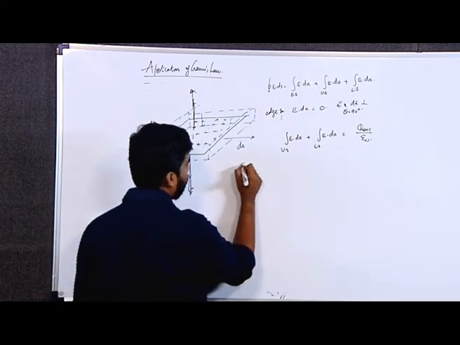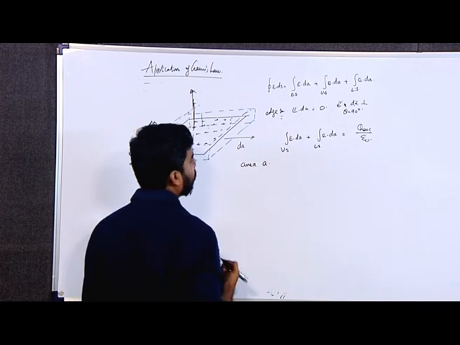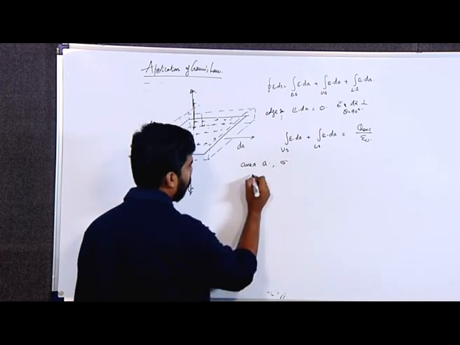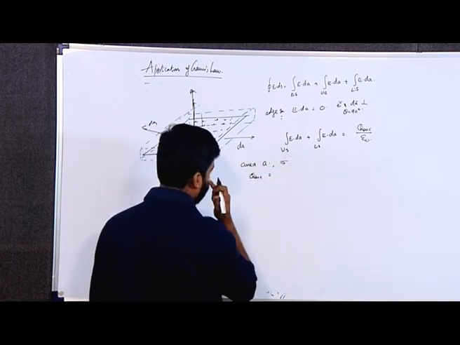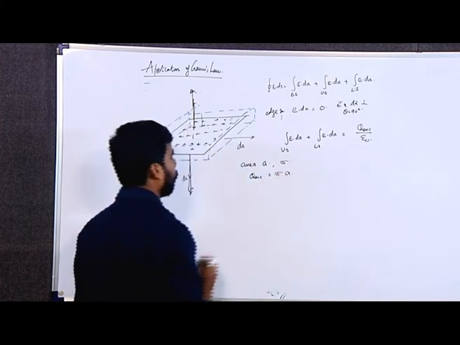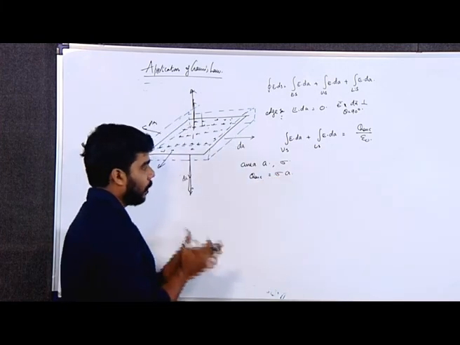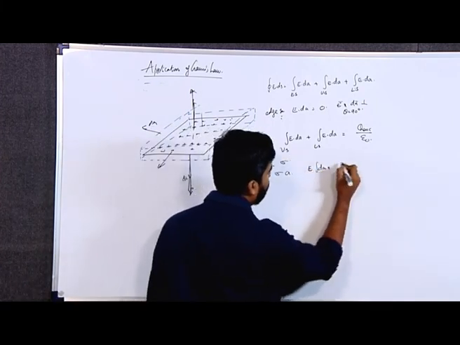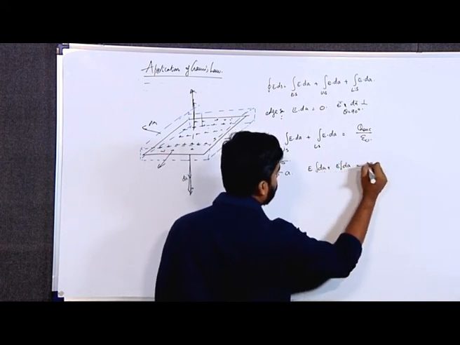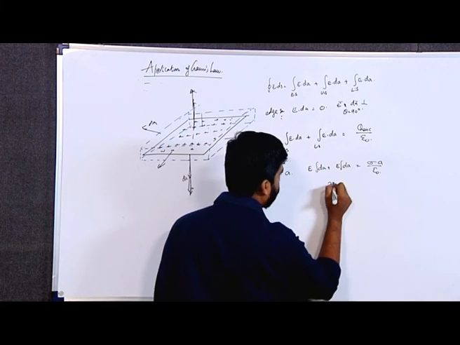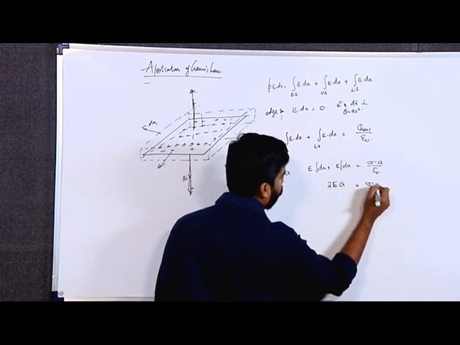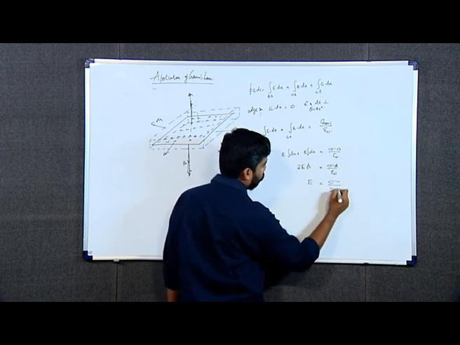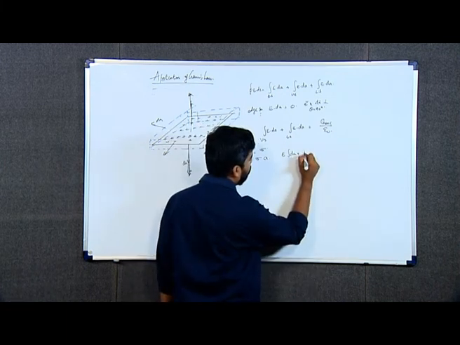If the sheet has a surface area A and its surface charge density is sigma, then what is Q enclosed? Sigma into A. The total charge enclosed is equal to the surface charge density times the surface area. Similarly, E times integral dA plus E times integral dA is equal to sigma A by epsilon 0. So 2 E A is equal to sigma A by epsilon 0. A and A will cancel. So the electric field is equal to sigma by 2 epsilon 0 times n cap.